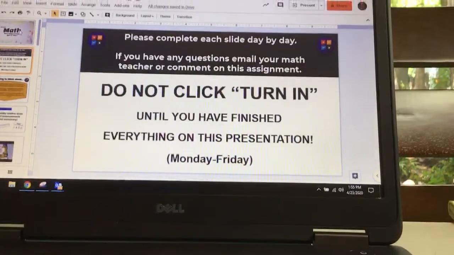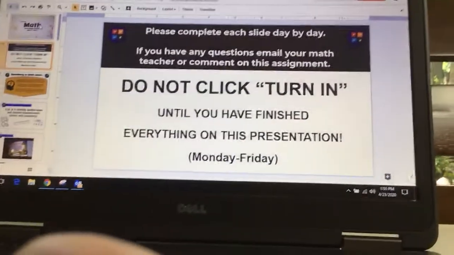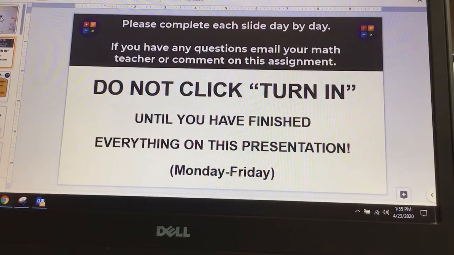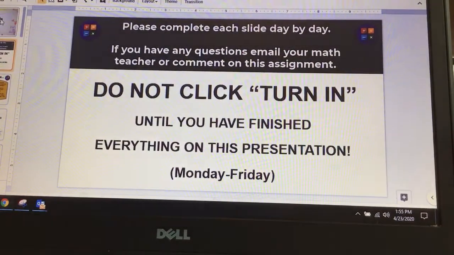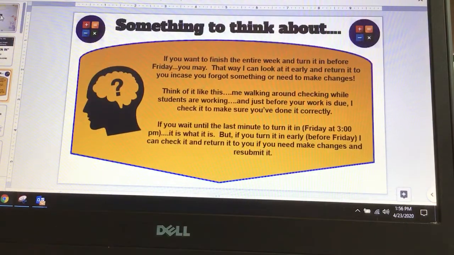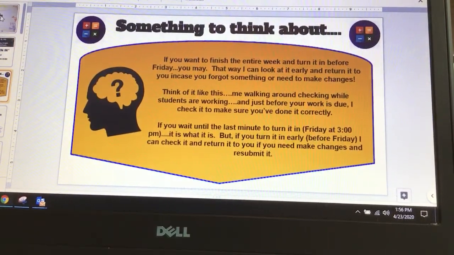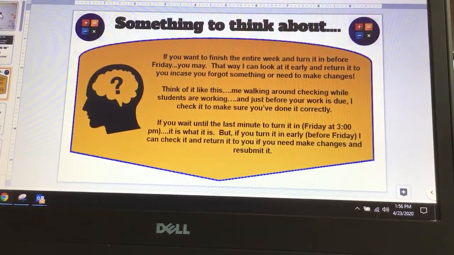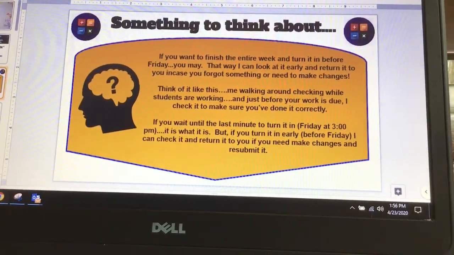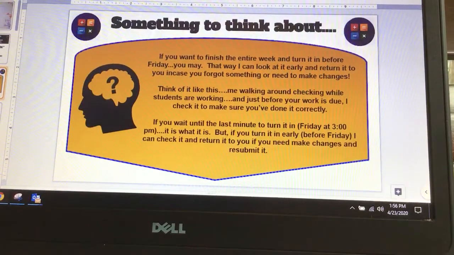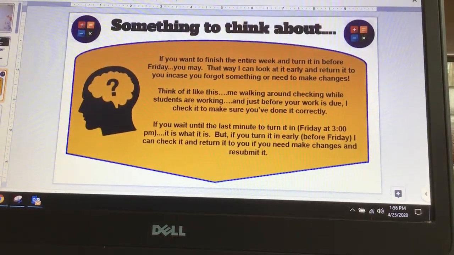Remember, just like always, do not click the turn in button until the very end of the week. Remember that when you are done with your math for the entire week is when you click the turn in button. It's always good to turn it in early. The earlier you turn it in, the quicker I can get it back to you. And if you turn it in early enough and you have some problems with your slides, maybe you forgot a slide or maybe you didn't do well on a certain page, I can send it back to you and I can have you redo it before I give you that grade.